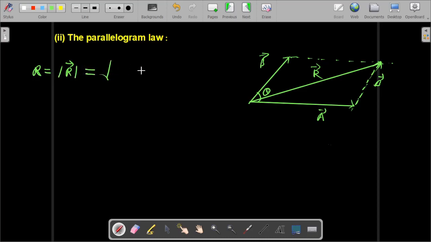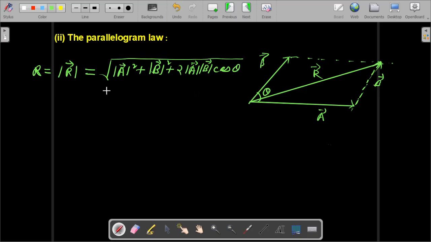We get it this way. If the vectors are A and B, then we can get it in this way. Take the modulus of A, that means the value of A only, and take the square. Clearly this square plus twice A B cos theta, where theta is the angle between the given vectors A and B. Take the square root.